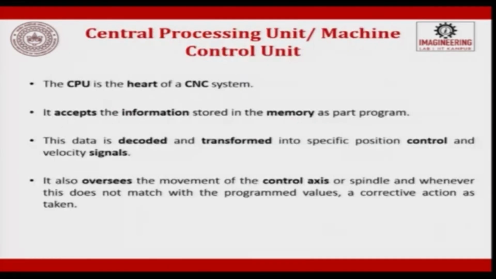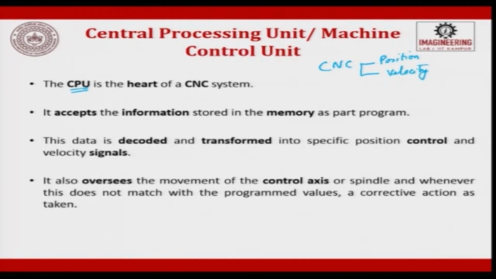When we talk about the machine control unit or the CPU, the CPU is the heart of a CNC machine. It accepts the information stored in the memory as a part program. This data is decoded and transformed into specific position controls and velocity controls. I told you in a CNC machine 2 data are important, one is position, the other one is velocity. These 2 are very important.